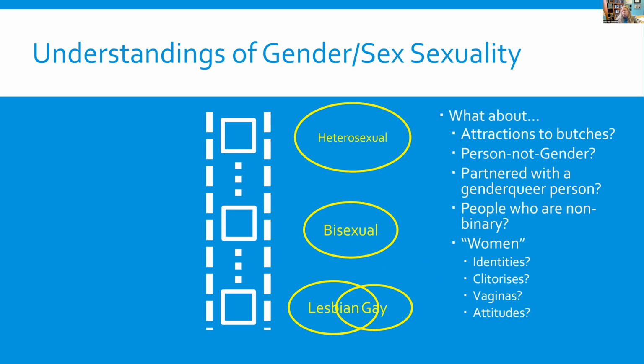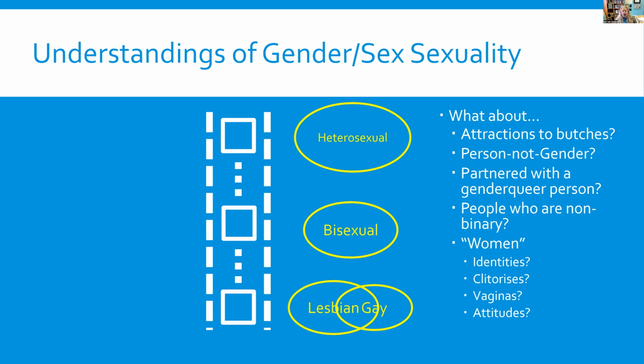But what about someone who's attracted to butches? Where would they mark themselves here? What about someone with person, not gender sexuality, who's attracted to people regardless of their gender, but other characteristics? What about someone who's partnered with a genderqueer person? And what about people who are non-binary? These kinds of options really rely on individuals to some extent having a binary gender sex location and the people they're being sexual with or interested in being sexual with also having a binary gender sex location. And even if we say, okay, there's a heterosexual man and he puts himself in heterosexual because he's attracted to women, we still don't know what that means.